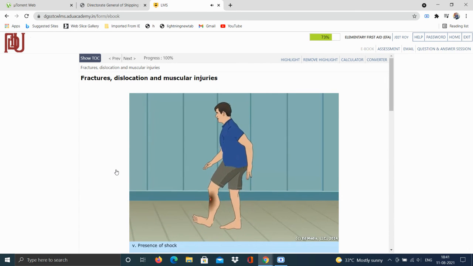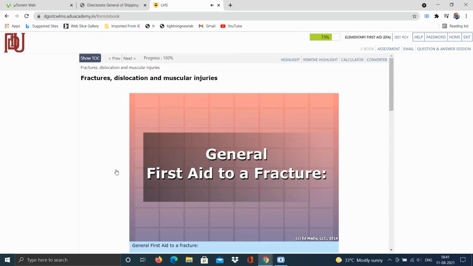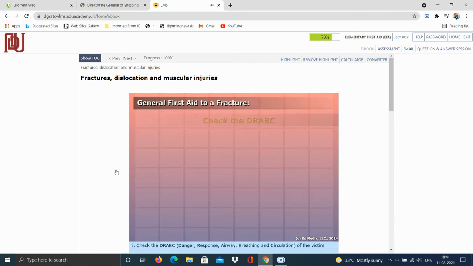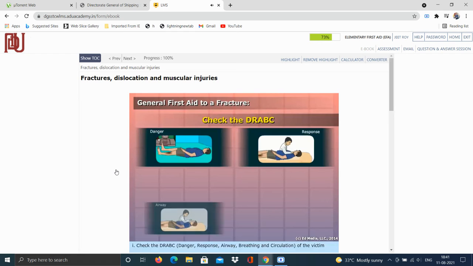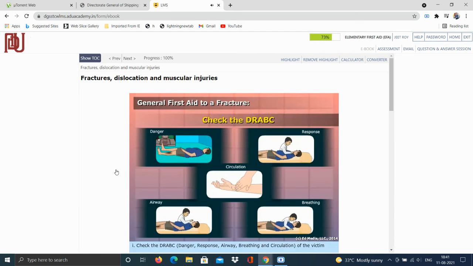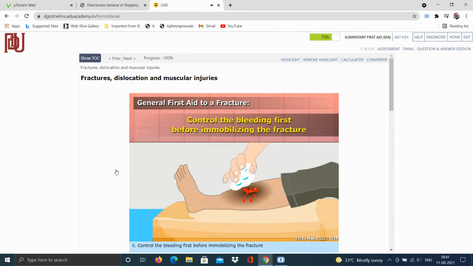5. Presence of shock. General first aid to a fracture. 1. Check the DRABC. Danger, response, airway, breathing, and circulation of the victim. 2. Control the bleeding first before immobilizing the fracture.